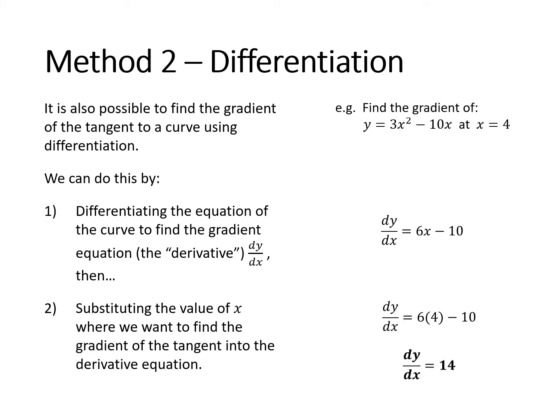And if you do that, you get the answer 14. That's slightly different to the answer we got when we did it by graphical method. The graphical method came out as 13.7, and that's mainly because it's less accurate.